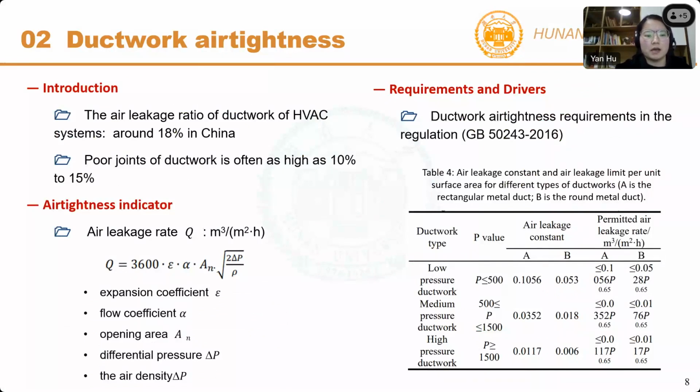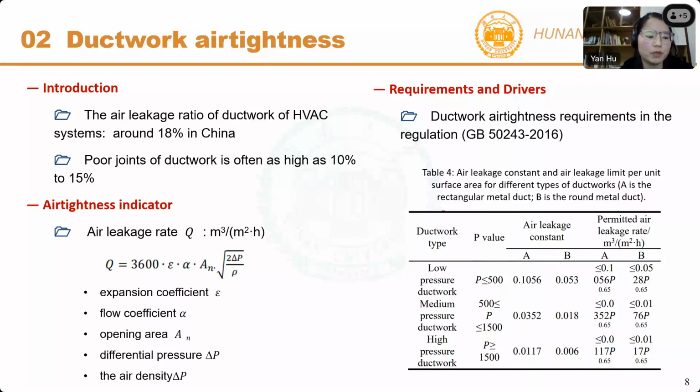The second part is about the ductwork airtightness. There are not many studies on airtightness test of ductwork. And people are concerned more about the flow resistance, noise control, and the air filtration of ductwork. Some statistics show that the air leakage ratio of ductwork of HVAC systems is generally around 18%, and that because of the poor joints, it is often as high as 10 to 15%.